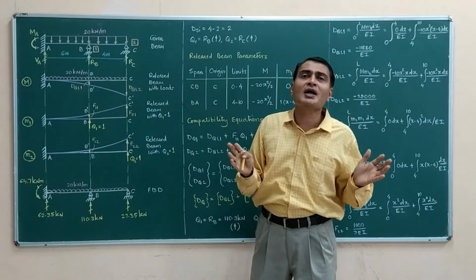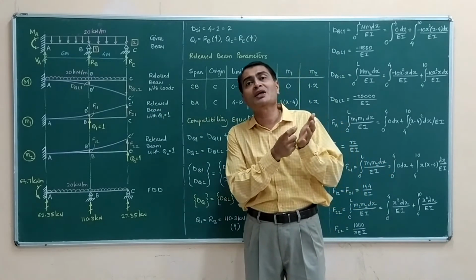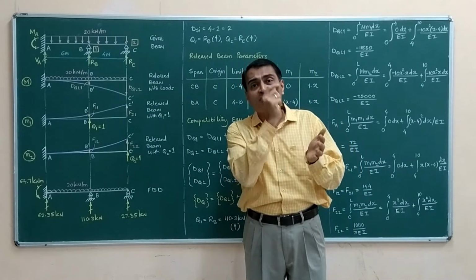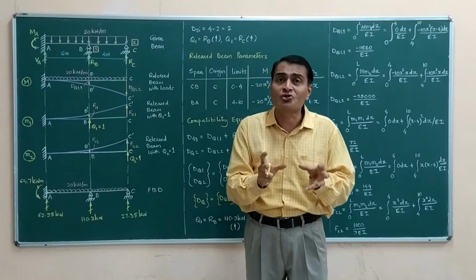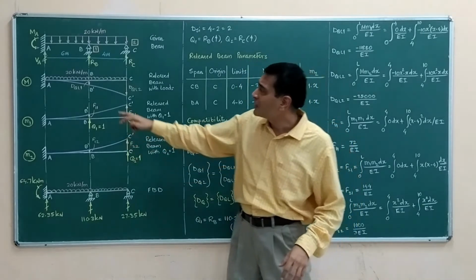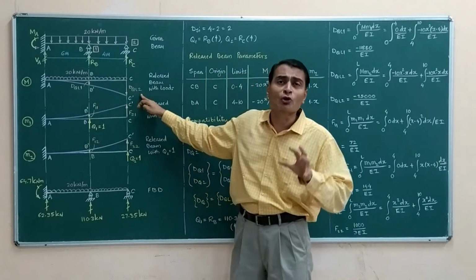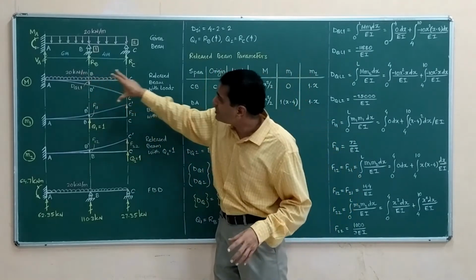These notations we have to remember, and if we remember their full form, it is displacement corresponding to redundant Q2 because of loads. Once that is understood, remembering these is not difficult at all. So that is my first part.